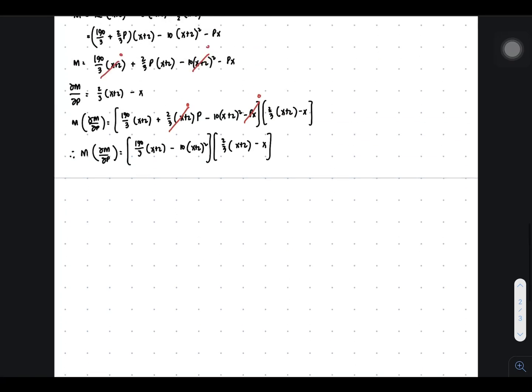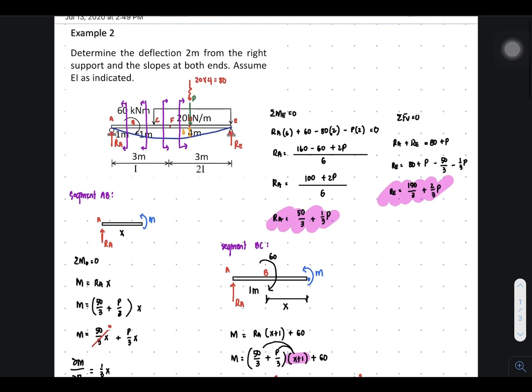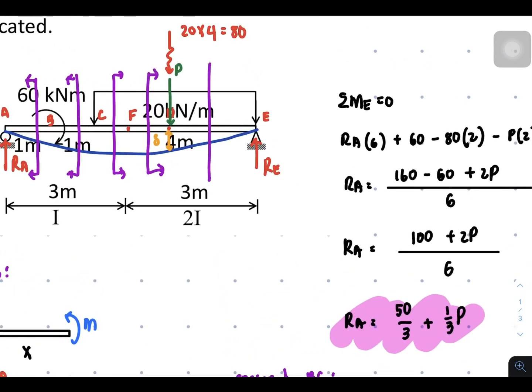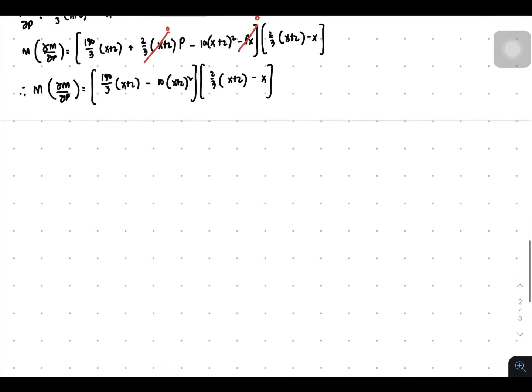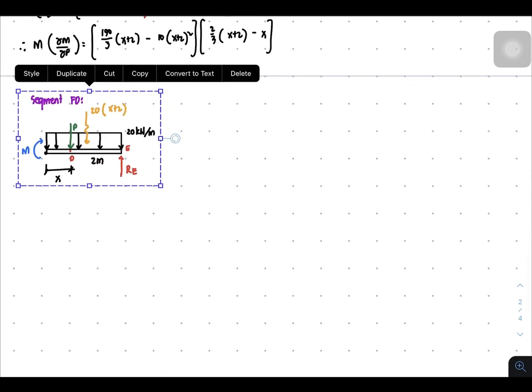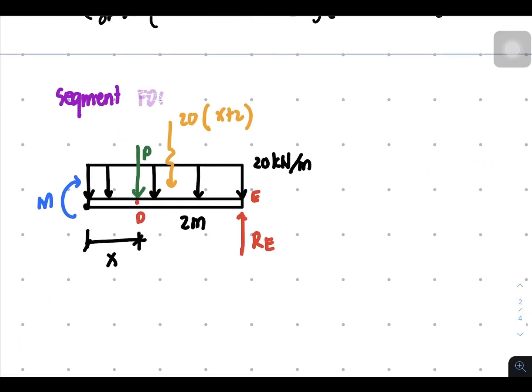So let us have the last segment, D to E. For the last segment, we are going to cut here and consider the right side, D to E segment. Then I'll just need to copy this, for I'll be needing the others, and paste it here or redraw that here. Okay, so this time this is D to E.